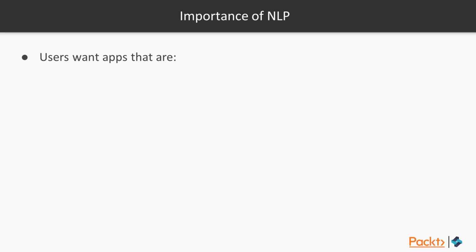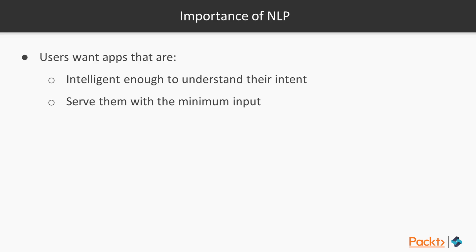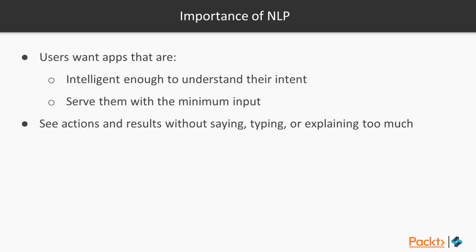It is very important for your app to have natural language understanding built in to become smarter. As I told you before in the first section itself, users want apps that are intelligent enough to understand their intent and serve them with the minimum input. They want to see actions and results without saying, typing, or explaining too much to the app. This leads to language understanding. Microsoft has made things easier for you with some amazing APIs.